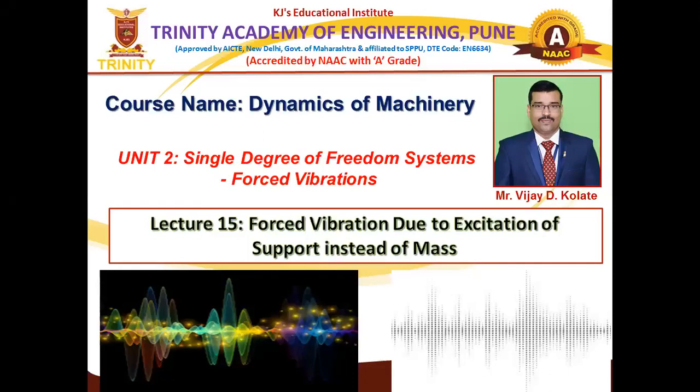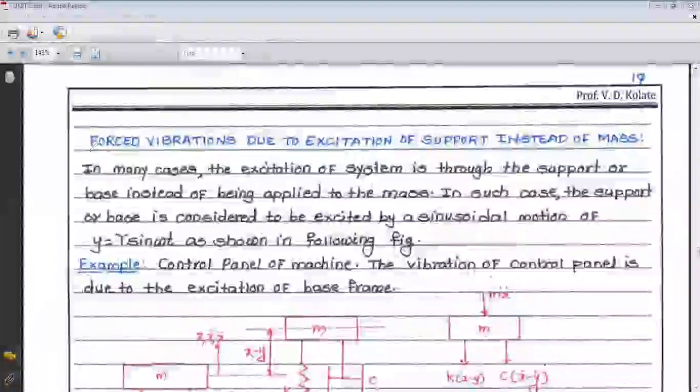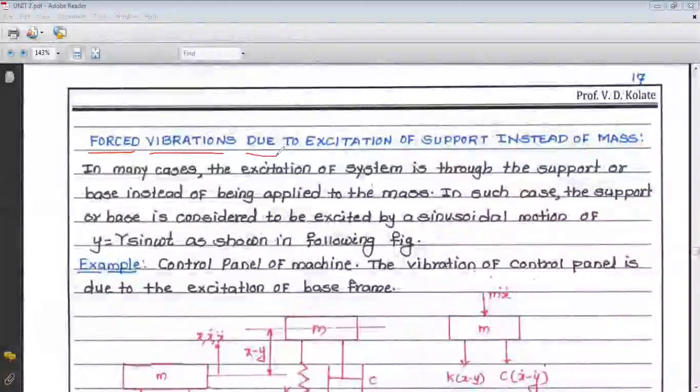But in some cases, the excitation is because of the support. So this is part of our second unit, that is unit number 2, single degree of freedom system, forced vibration. So we are starting the forced vibration due to the excitation of support instead of mass.